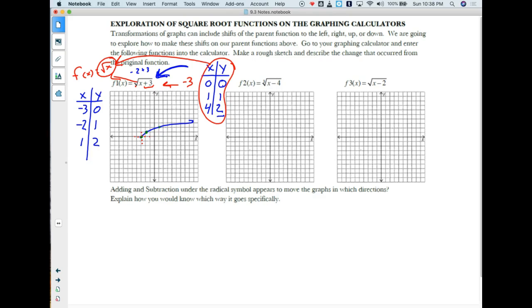Now, the next one, I don't want to overcomplicate this, but check it out. There's a minus 4. What's that minus 4 going to do? That's going to shift it this way 4 units. So what I'm going to do is move 1, 2, 3, 4, and that's going to be my x marks the spot. Okay? So there's my x marks the spot.